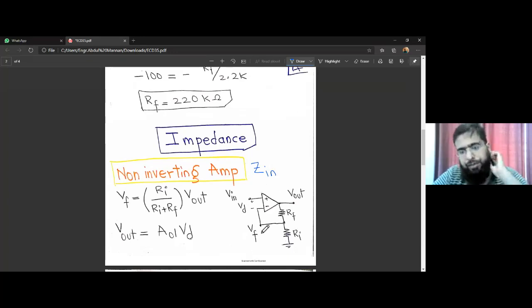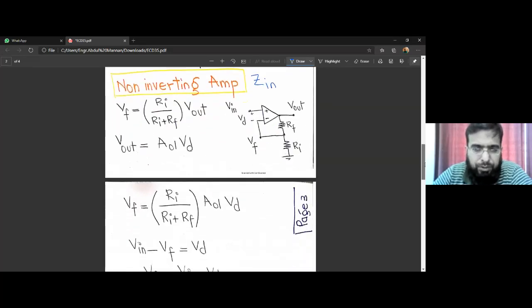Right, we'll start from the same point we started when we computed its voltage gain. Vf is, according to the voltage divider rule, Ri over Ri plus Rf times V out. It's simple mathematics. V out can also be written as AOL times Vd, where Vd is V in minus Vf, the difference of voltage between the non-inverting and the inverting terminals. Up till now, the things are very easy and understandable.